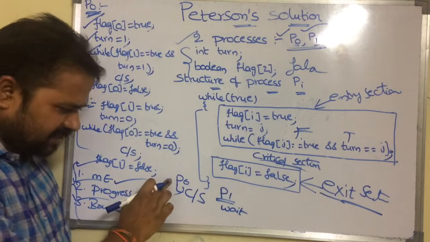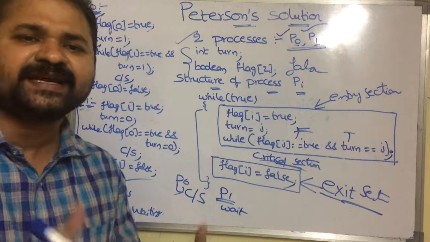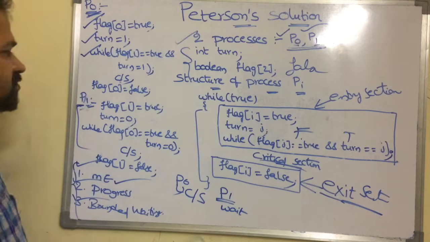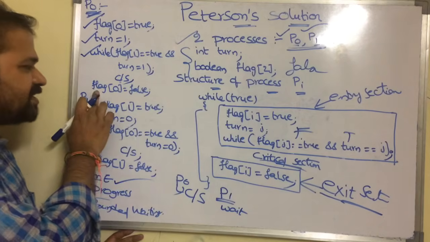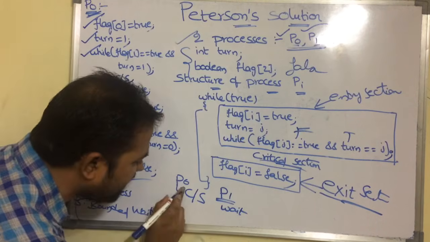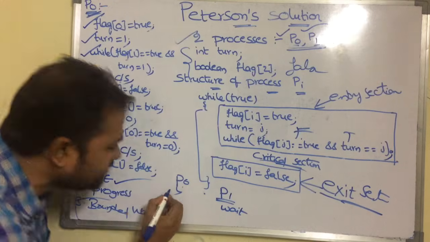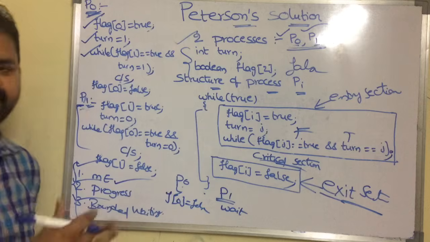Now, let us assume that P0 completed all its operations in the critical section and P0 comes out from the critical section. So whenever P0 comes out from the critical section, then it executes a statement called flag of 0 is equal to false. So now what is flag of 0? Now P0 is not in the critical section and it executes a statement called flag of 0 is equal to false.